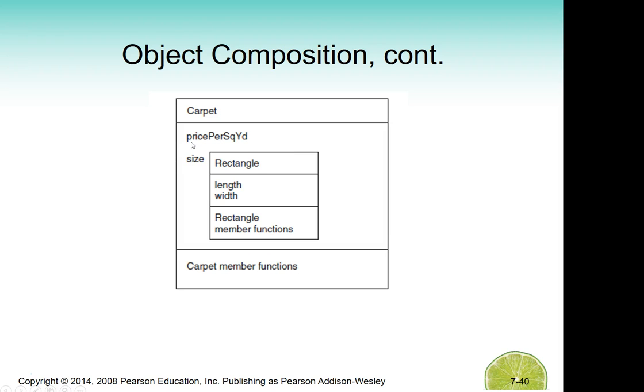So it has one instance field, price per square yard, and it has a second instance field, size, where size is actually going to be a rectangle. And then it has the carpet member functions. So we are going to take a look at this example.